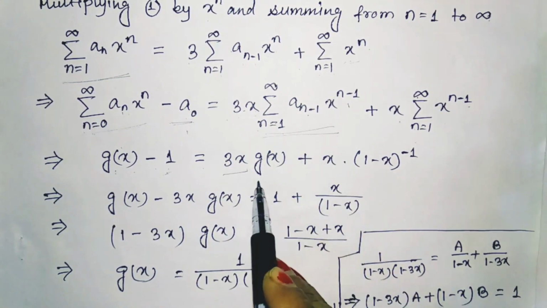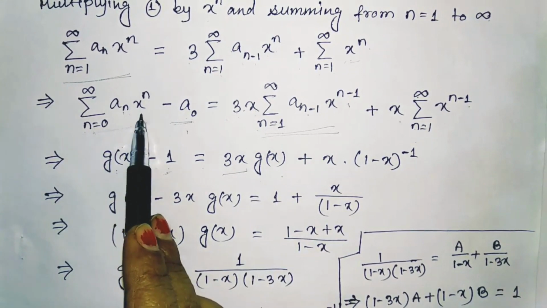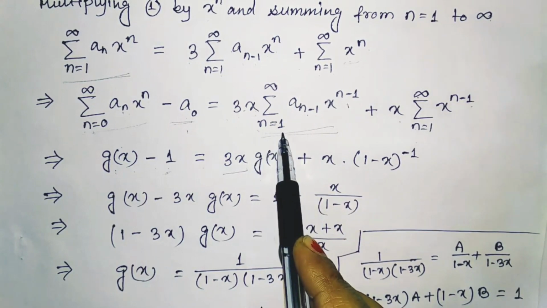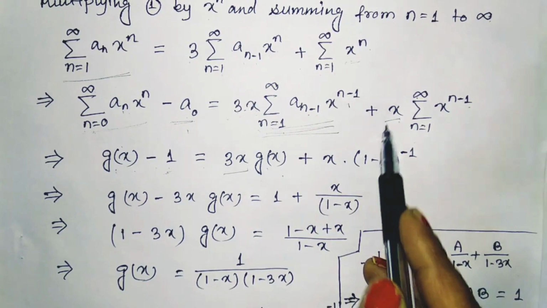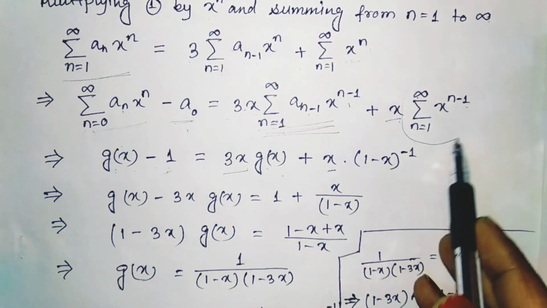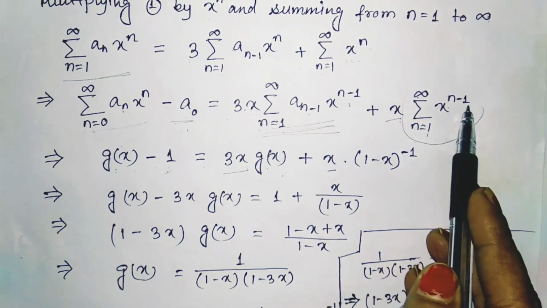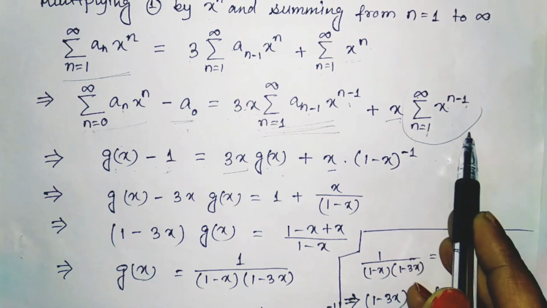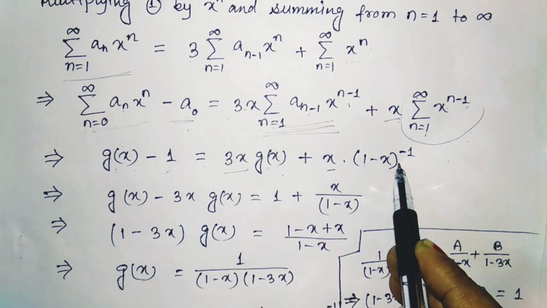Then this part is nothing but g(x). Here it will start from 0, that's why it is x to the power n. It will start from n minus 1, and n equals 1, so this one is also g(x). Next it is x times this, as n equals 1 it will start, and x to the power n minus 1 is given. So it is equivalent to the summation of n equals 0 to infinity x to the power n. That is nothing but (1 minus x) to the power minus 1, which we know from the standard formula.